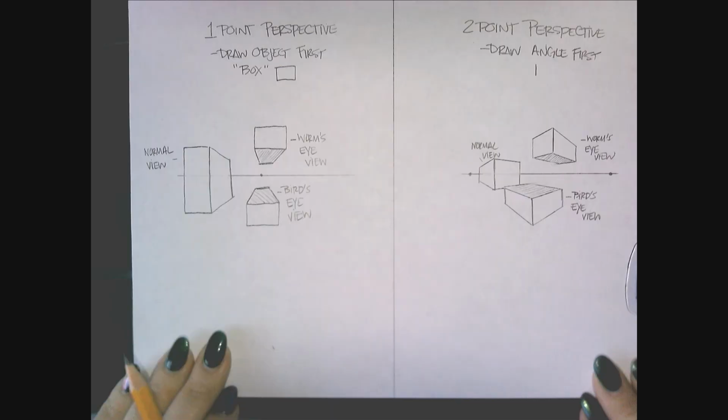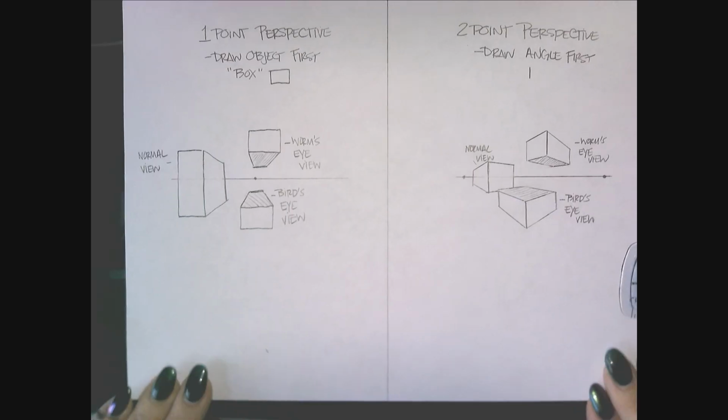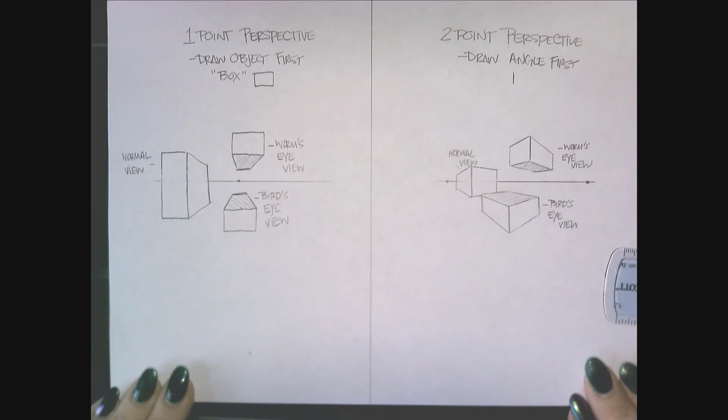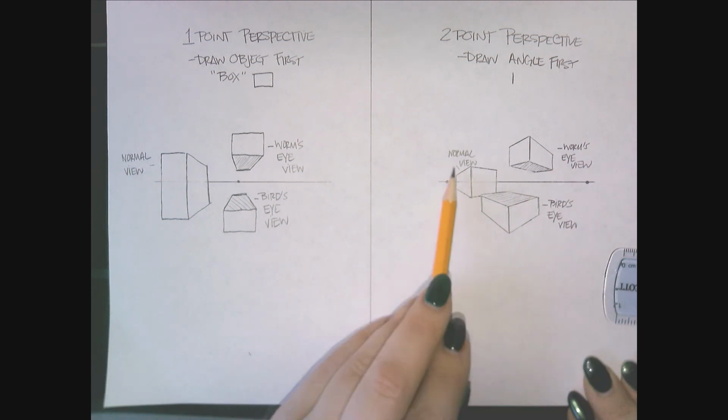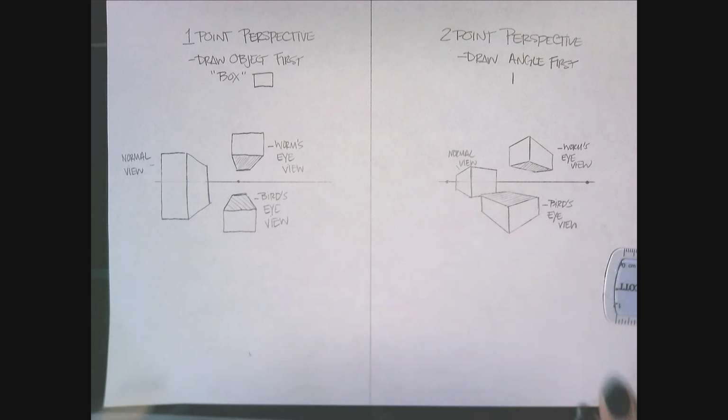There it goes. So there you go. There is the differences between the two. So remember that 2-point perspective, you use 2 points and you draw the angle of the object first.